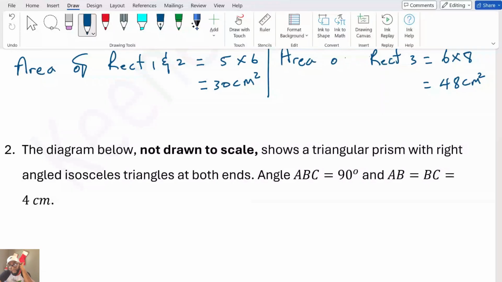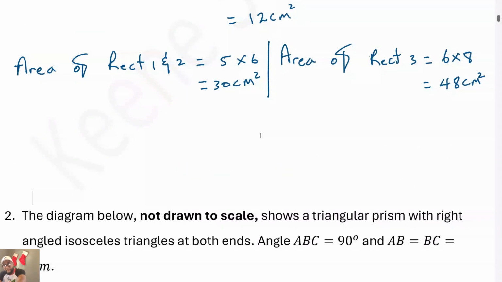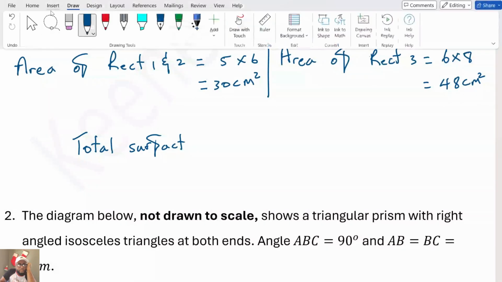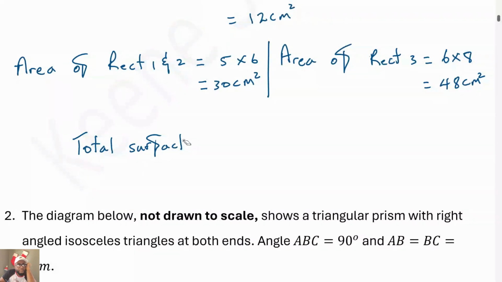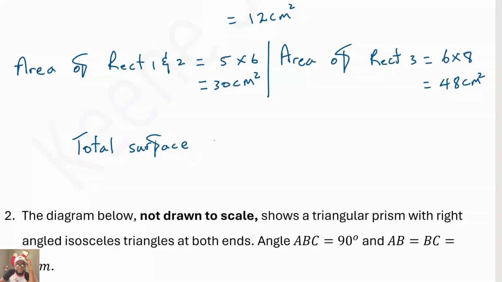So here's where you have to be very locked into what you're going to write now for the total surface area, right? Okay. So let me go. We're going to find the total surface area. So let me go.